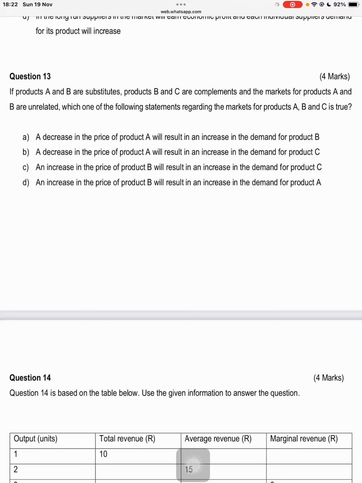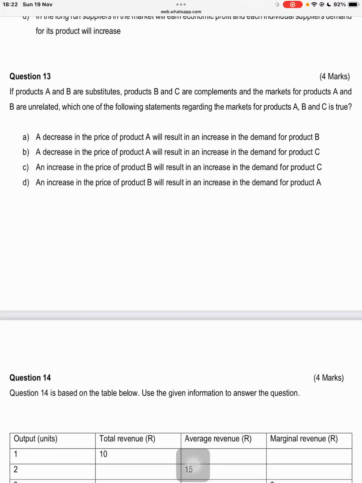Then option C states that an increase in the price of product B will result in an increase in the quantity demanded of product C. And we stated that with complements, we have a negative relationship. So as the one is increasing, we expect the other to be reducing. When the one is reducing, we expect the other to be increasing. So in this particular instance, it's suggesting a positive relationship, which is not true regarding complements. So therefore, C is out.